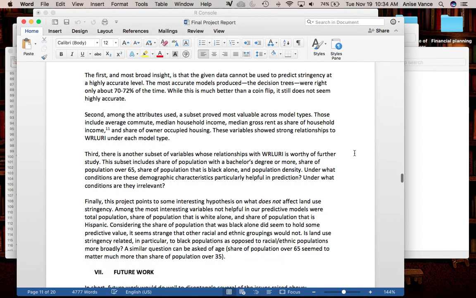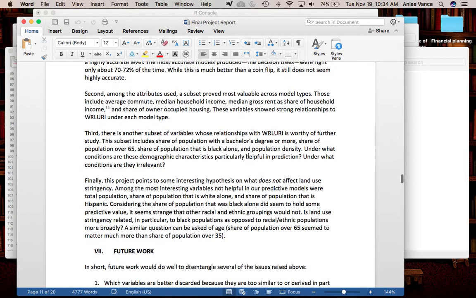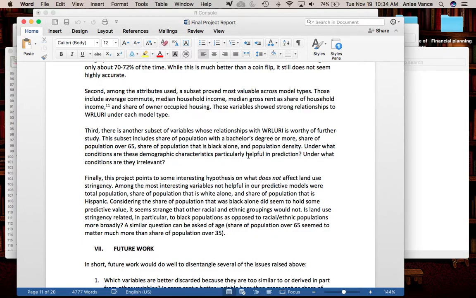Among the attributes used, there was a subset, this is the second point, that proved to be most valuable: average commute, median household income, median gross rent as share of household income, and share of owner-occupied housing. I'm not sure how valuable median gross rent is because it is so highly associated with median household income. Actually, maybe not. I think that relationship has to be teased out a little bit. But those variables seem to be super helpful.